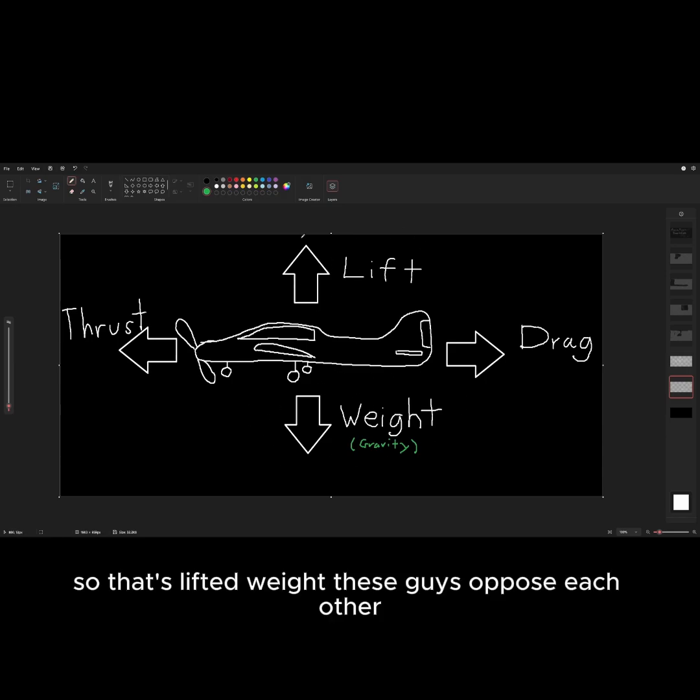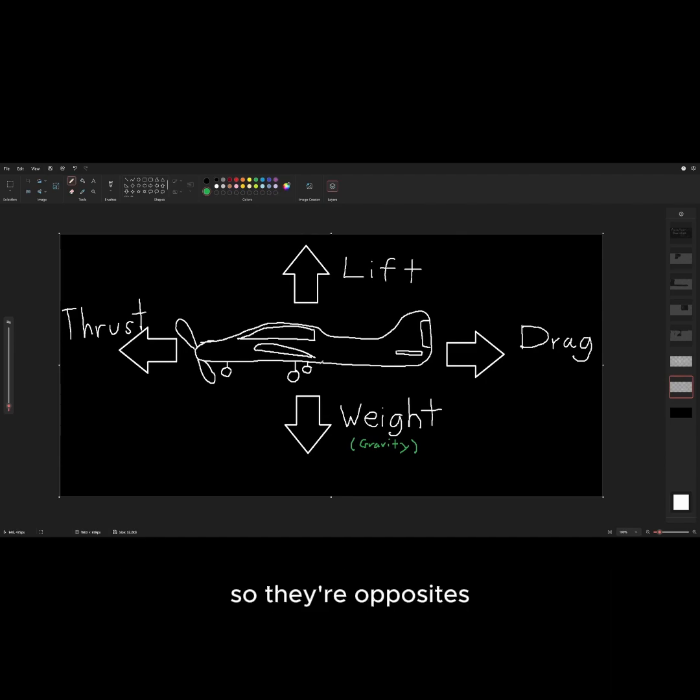So that's lift and weight. These guys oppose each other, so they're opposites. And then we also have thrust and drag, which are opposites. So thrust is the forwards force. With our aircraft, thrust is provided by the propeller. It's what propels us forward.